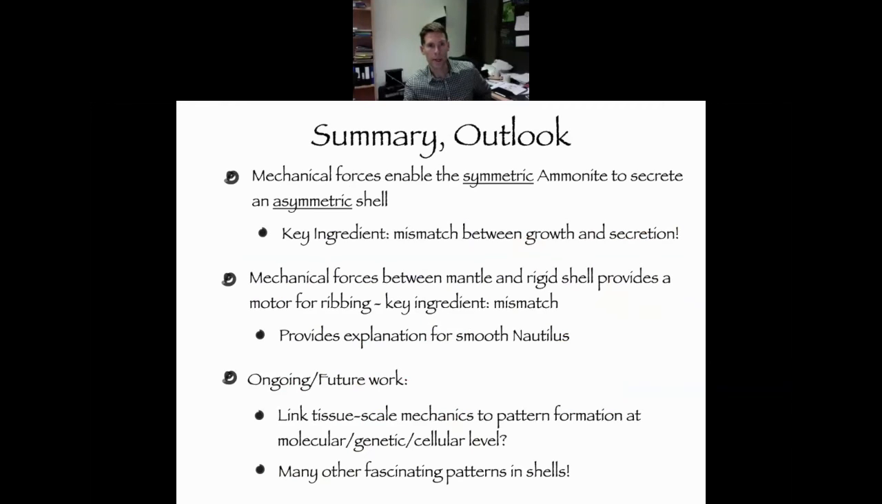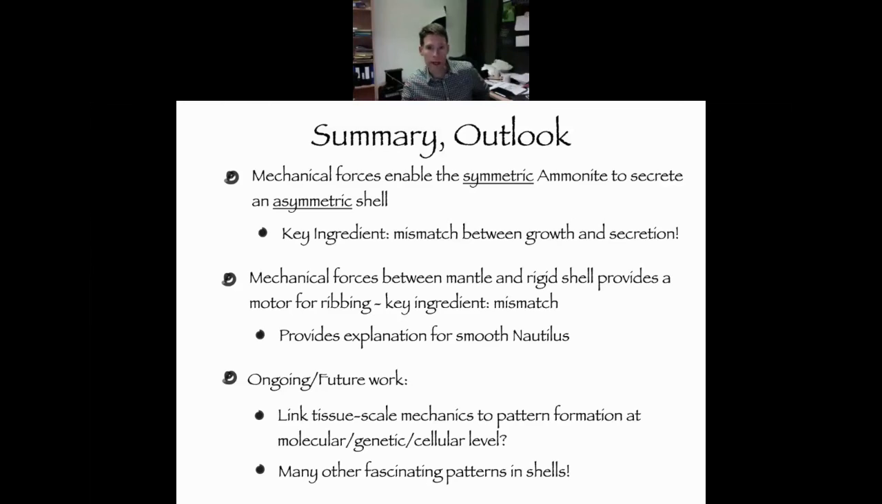Right, I think I'll stop there. Just a quick summary. We have looked at a couple of features of ammonites, and one of the really interesting things is the idea that in the case of the meandering and the helicospiral shell, this is a symmetric animal that is secreting an asymmetric shell entirely because there's a mechanical influence. And the key ingredient there is mismatch. If you have some mismatch between the growth of the animal and the secretion of the shell, you get these mechanical forces which can account for these really interesting patterns.